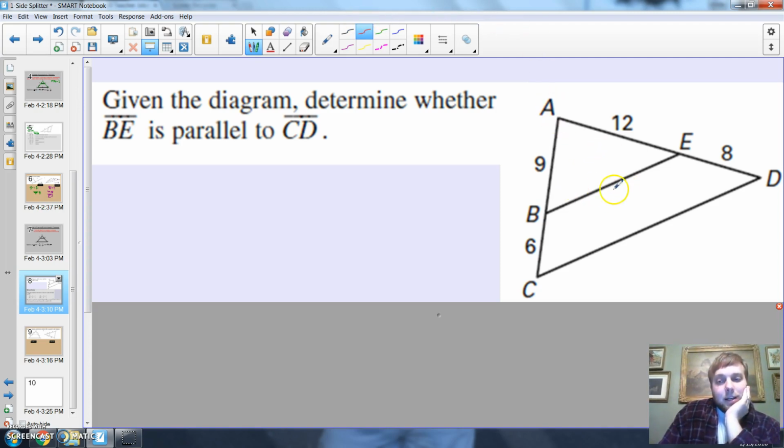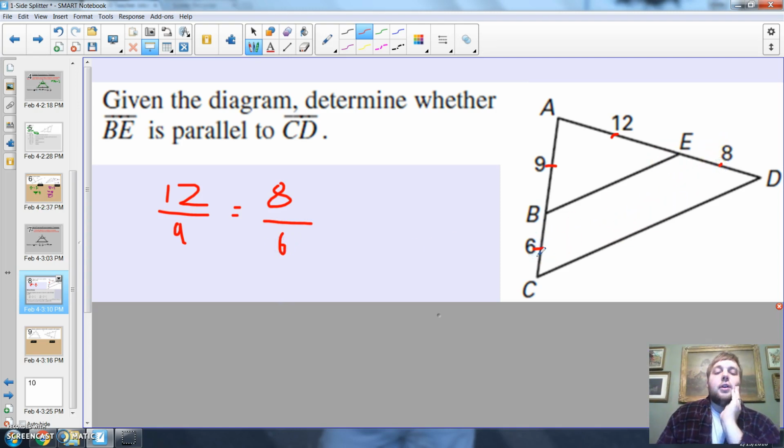So I've got parallel lines, I don't know. But I do know that if 12 over 9, this thing here and this thing here, equals 8 over 6. Notice how I want the same sides, right? 8 over 6. If those equal each other, then I do know they're parallel. I can prove they're parallel.